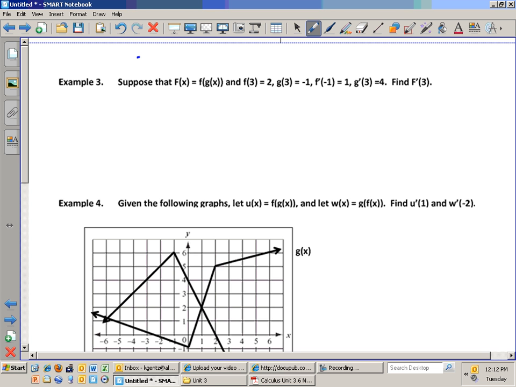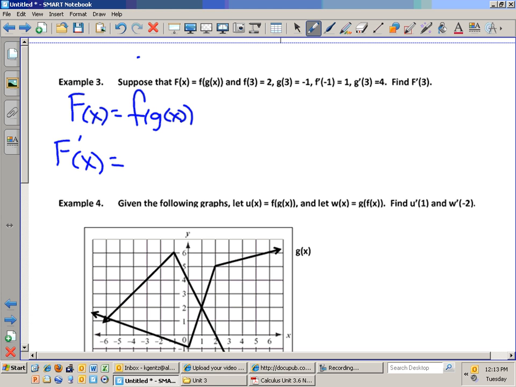It says suppose that f of x is a composition, f of g of x, and that f of 3 is 2, g of 3 is -1, f prime of -1 is 1, and g prime of 3 is 4. You want to find f prime of 3. Well, you guys tell me. If f of x is equal to f of g of x, that's a composition function, right? Then how do I take the derivative of that? The chain rule.